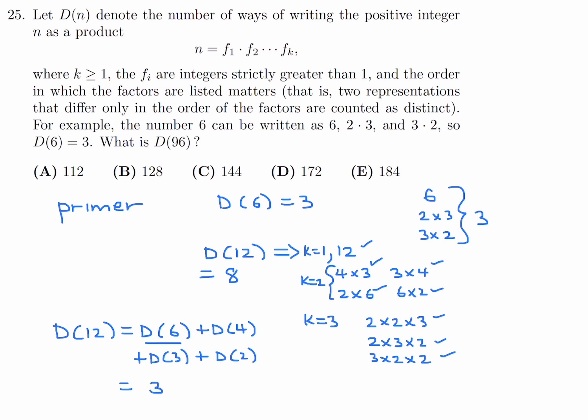Now, D(6) is 3. D(4), I can easily figure that out. D(4), I can either represent 4 as 4 or 2 times 2. So D(4), there's only 2 representations, so D(4) is 2. D(3) is just a prime number, so there's only one way of writing it, and that's just 3. So D(3) is 1. And D(2) is also a prime number, so there's only one way of writing it, and that's just 2. Okay, 1, 2, 3, 4, 5, 6, 7. Ooh, 7. But the answer is 8. Well, here's the thing. You have to add one more. Why? Because that final one represents just the 12. This one right here. When it's by itself.